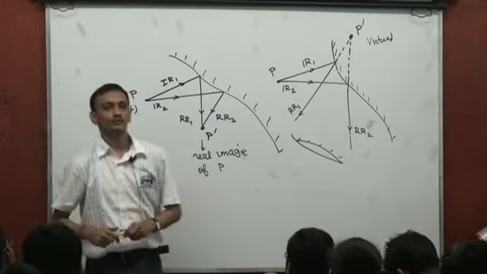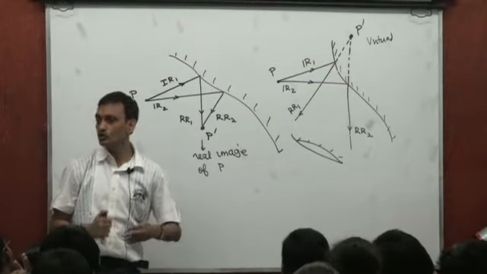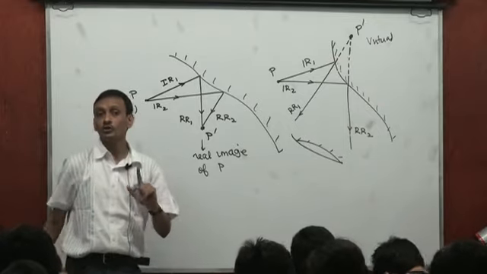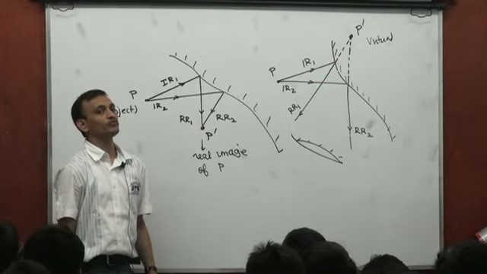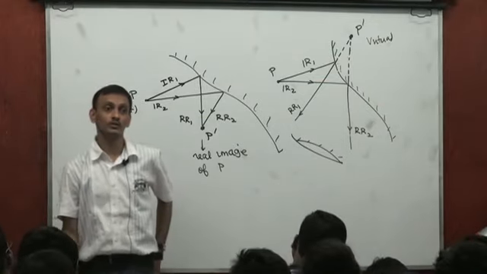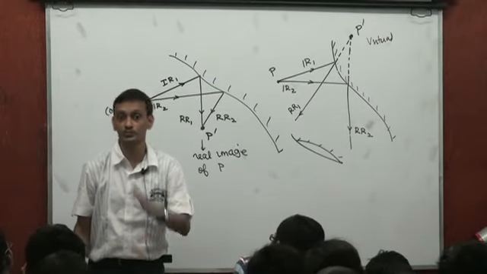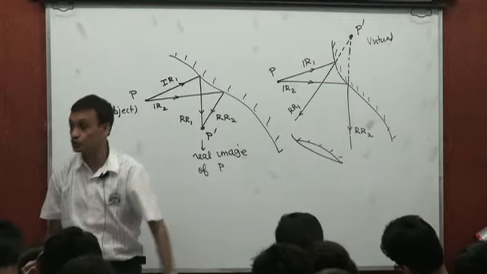Now, you understand the notion of a real image and a virtual image. The way we have the notion of a real image and a virtual image, we also have the notion of a real object and a virtual object.